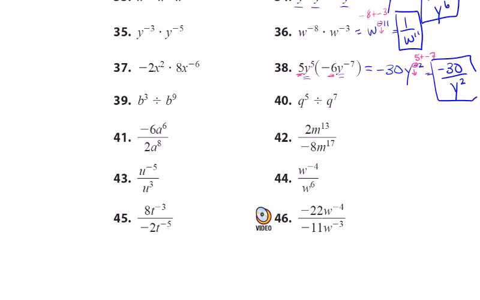All right, so number 40. So here we're dividing bases. So q to the 5th divided by q to the 7th. When we divide bases, we can subtract the exponents. So we're going to subtract 5 minus 7. And we get negative 2. All right, and then since we have a negative exponent, we're going to drop it. So it'll be 1 over q squared.